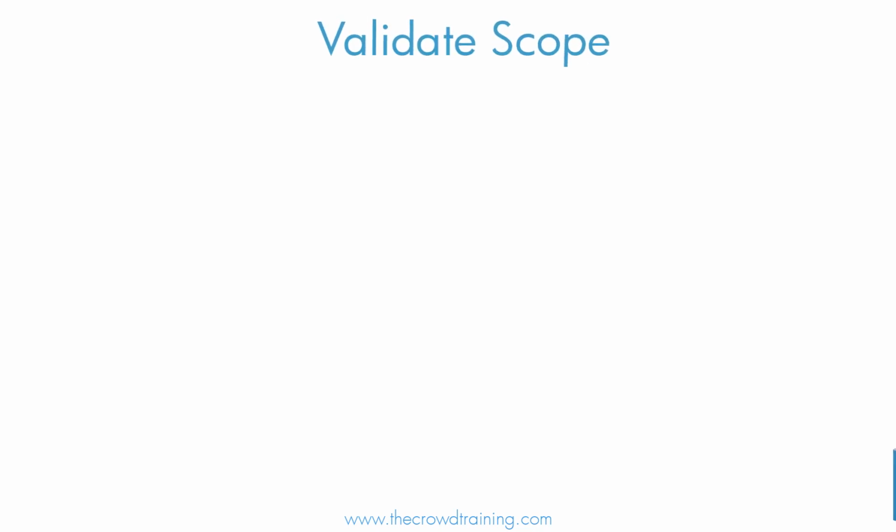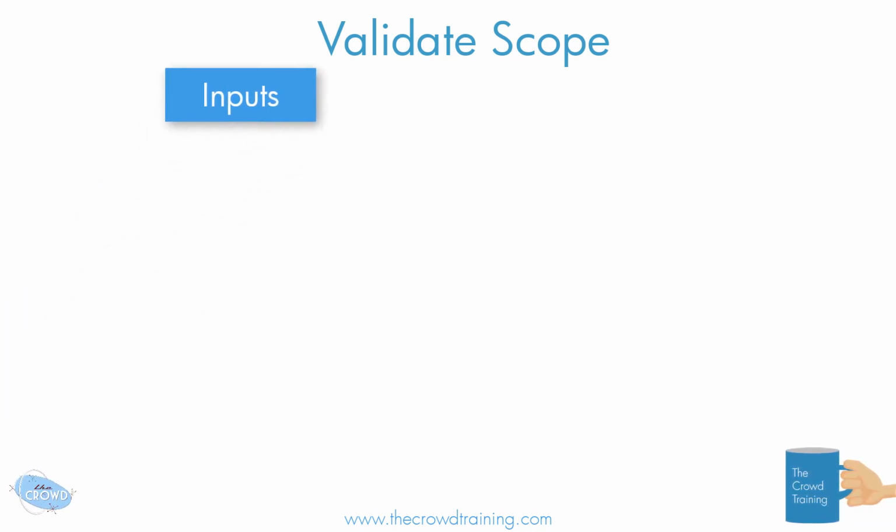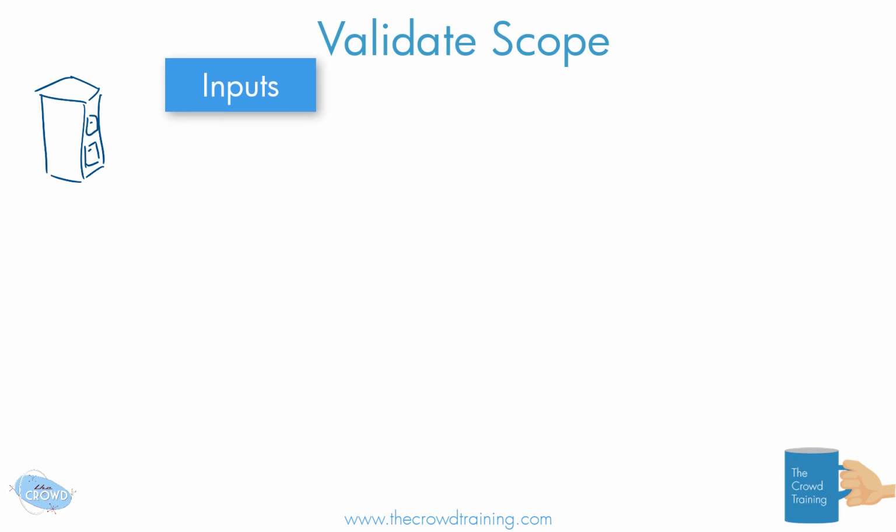Okay, so now that we've been through the validate scope process here in the 6th edition of the PMBOK, part of PM City and the crowd training, let's review the process. So we had our inputs, and those inputs are your project management plan. Because if we're validating whether or not we did the work, we have to know what the plan for the work was.